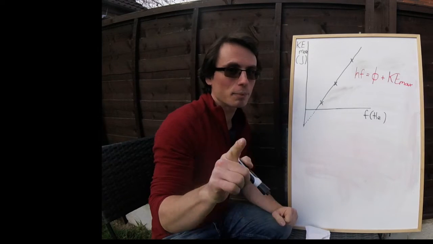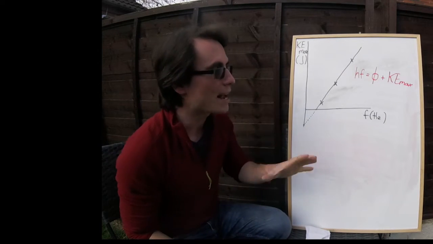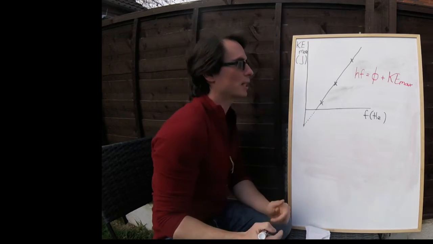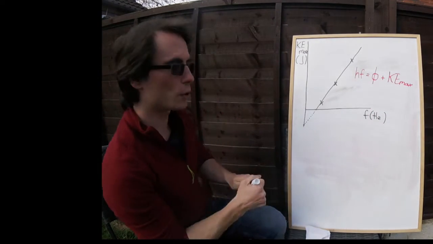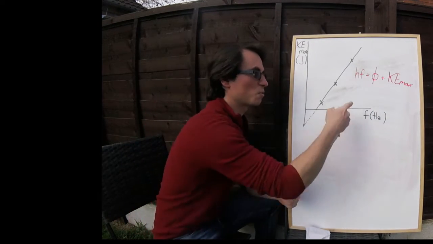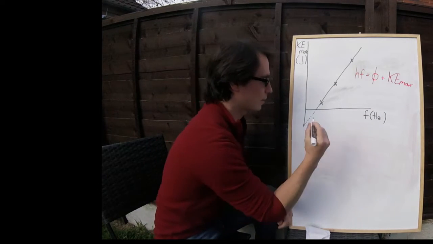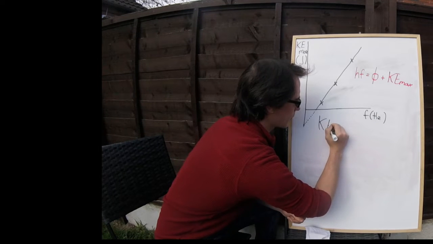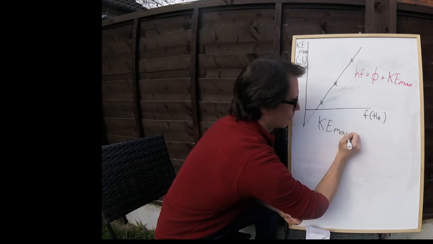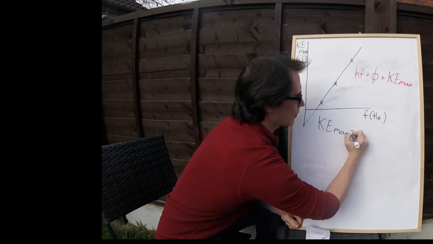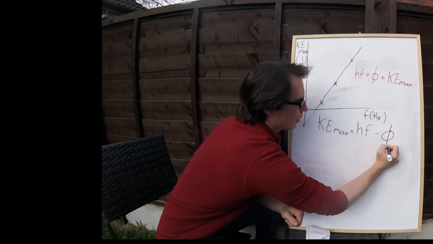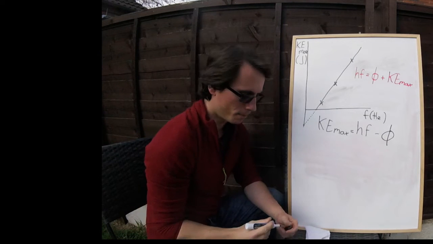Now our next step will be to rearrange for whatever it is on the y-axis. In this case, that's maximum kinetic energy. So I'm going to take this equation and all I'm going to do is rearrange for KEmax. So let's do that. KEmax, well, that's just going to be hf minus the work function phi.